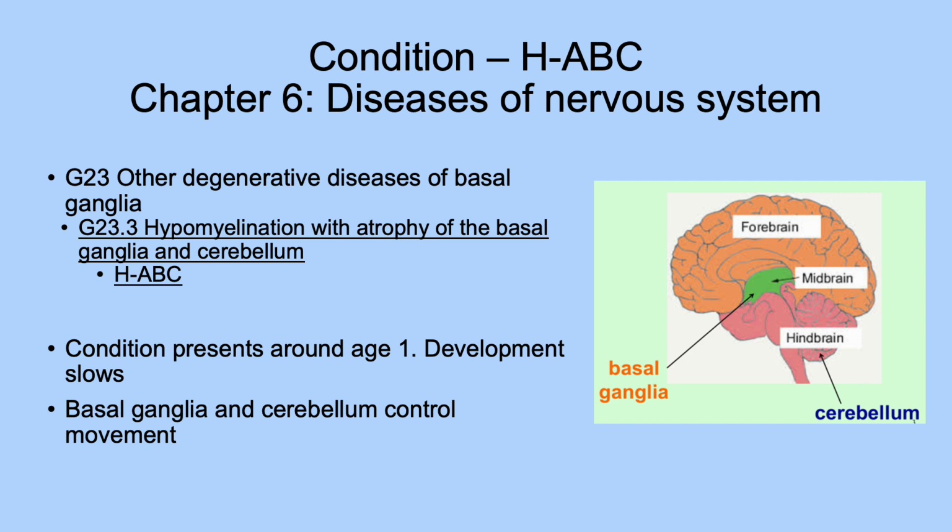Okay, also in Chapter 6, G23.8, hypomyelination with atrophy of the basal ganglia and cerebellum, HABC disease. This occurs around age 1, so development slows, and you can see that the basal ganglia is right here in the midbrain, and these control movements.